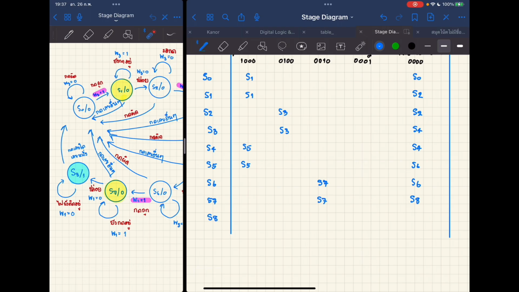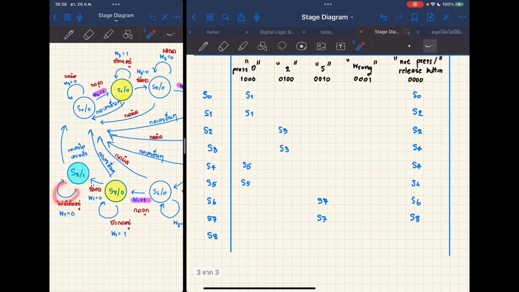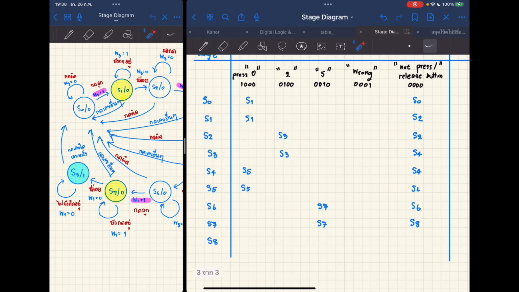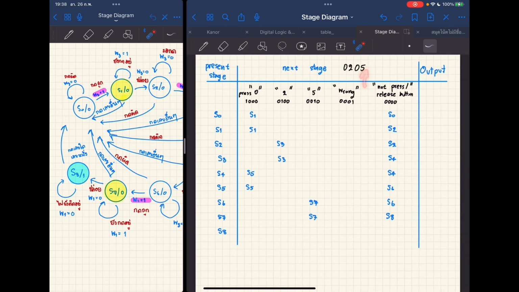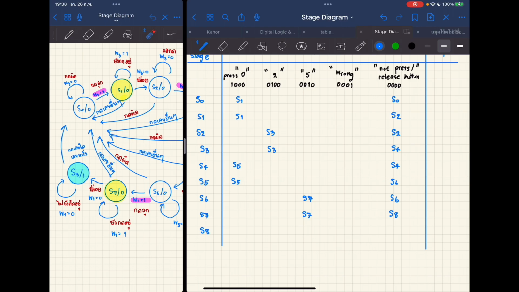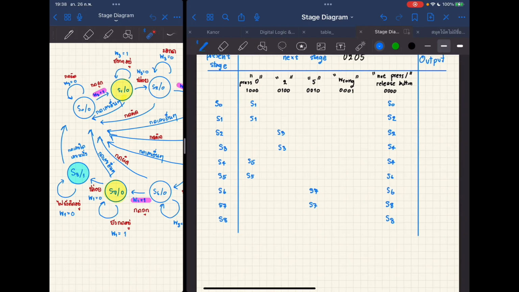And stage 8, when we release the button 5, it will be on stage 8. And if we do not press anything, it will still be on stage 8. And that's it from the stage diagram.